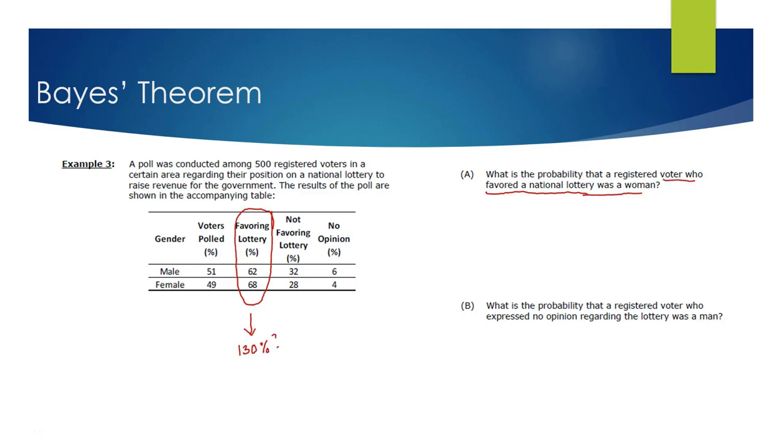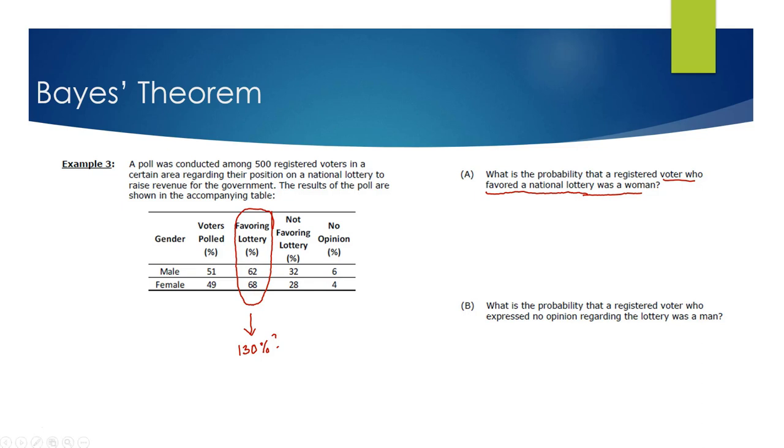Because, for instance, if I try to do that, it's telling me that, favoring the lottery, 130% of the people surveyed favored the lottery. Well, that can't happen. It's impossible. I can't have more people favoring the lottery, especially when I see people who don't favor the lottery, than the people who I actually looked at.